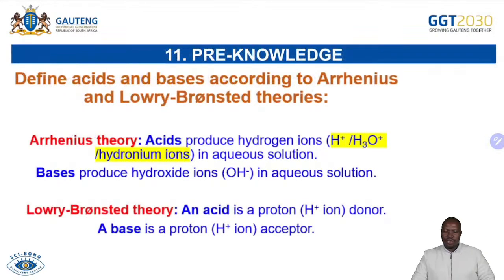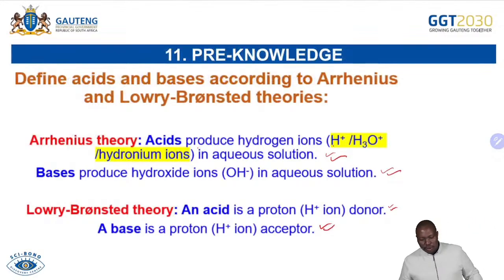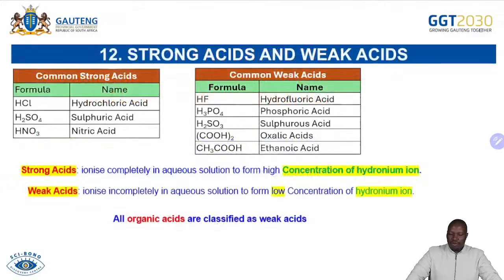Now, without wasting any time, you have done this in grade 11. You know that the acid produces hydrogen ion in aqueous solution. Remember, that definition is important. And the base, we said it produces hydroxide ion in aqueous solution. And when it comes to Lowry-Bronsted, we said an acid is a proton donor and the base is a proton acceptor. So please get all those definitions, then we'll move on with no problem.